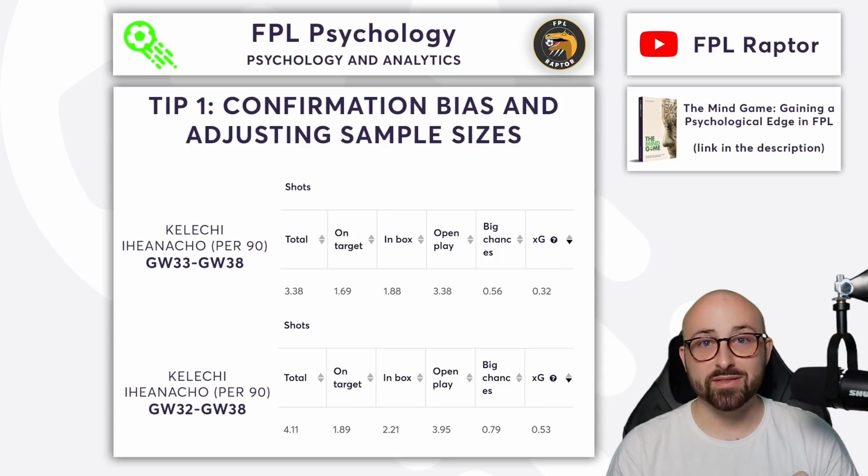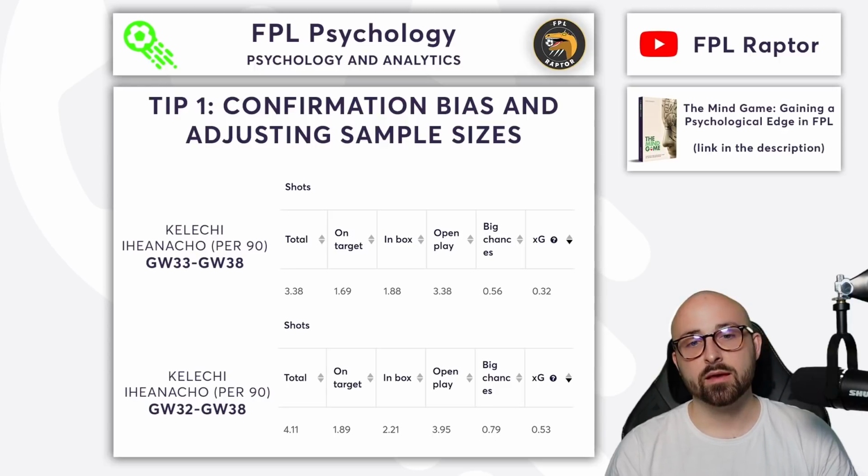Now, I'd like to say at this point, these are per 90 statistics, so they've not just increased because we've added an extra game. These are per 90 statistics, and yet they've gone up dramatically when you include game week 32 as well. And that's because in game week 32, I think he scored a brace or a hat-trick. So this shows that 1 extra sample point or 1 extra data point can completely skew the data in one direction or another.